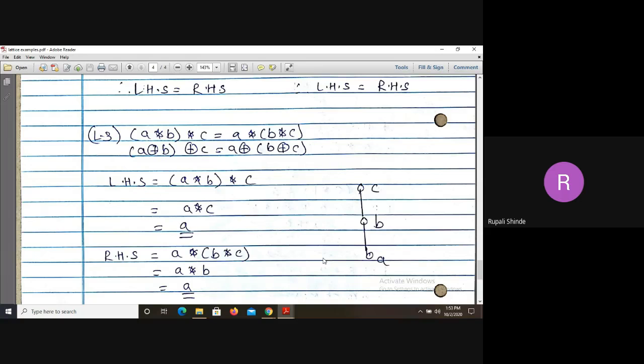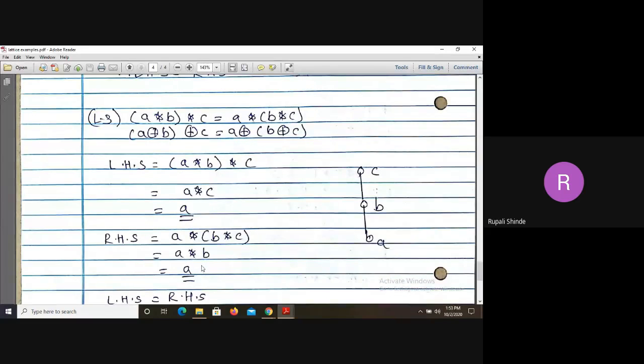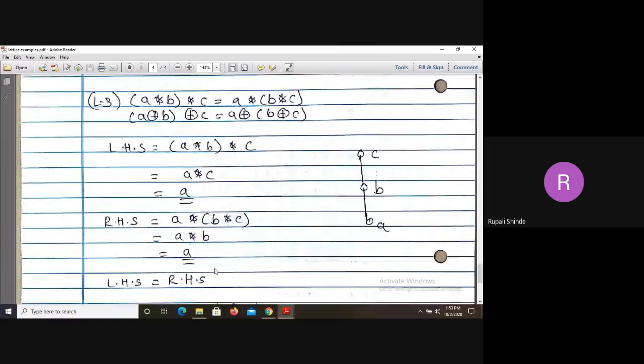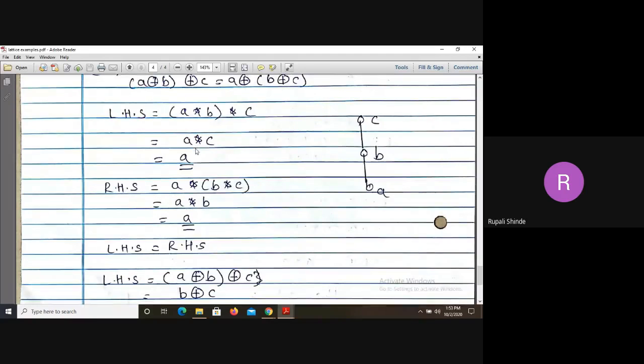So here we have written B. Now we have to take the greatest lower bound of A and B. So A star B, the greatest lower bound, is A. So again here LHS is equal to RHS. So here we have proved the first statement, and that is for the meet operation. Likewise, we have to prove it for the join operation.